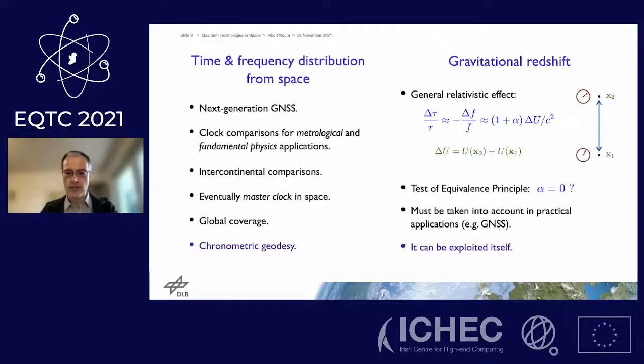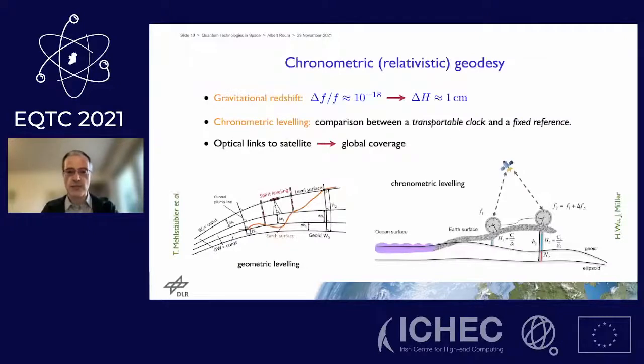It's an effect that is already taken into account, and is relevant, in normal operation of global navigation satellite systems. And it's also something that can be exploited itself, as in the example I'll mention now of chronometric or relativistic geodesy. The idea here is to exploit the gravitational redshift, which was related, as we saw on the previous slide, to differences of the gravitational potential. And the idea is to use these small differences and the fact that nowadays we have very precise atomic clocks based on optical transitions to determine equipotential surfaces and hence to determine differences in height with a precision better than 1 centimeter, with the resolution that is already achievable nowadays with some of the best optical atomic clocks, or even better resolution in height in the future.